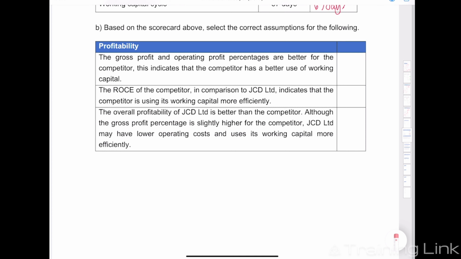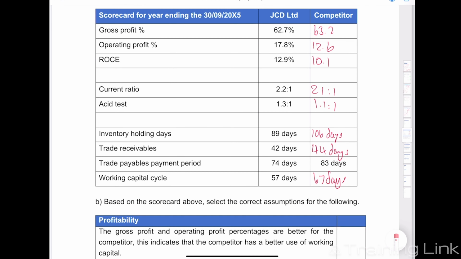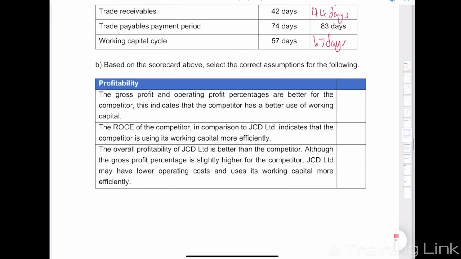The overall profitability of JCD Limited is better than the competitor. Although the gross profit percentage is slightly higher for the competitor, JCD Limited may have lower operating costs and use its working capital more efficiently. Well, we can see from here that JCD Limited has a lower working capital. They have a lower operating profit. They have an increased operating profit percentage. It is just that gross profit percentage which is a bit lower. So it would be option 3.